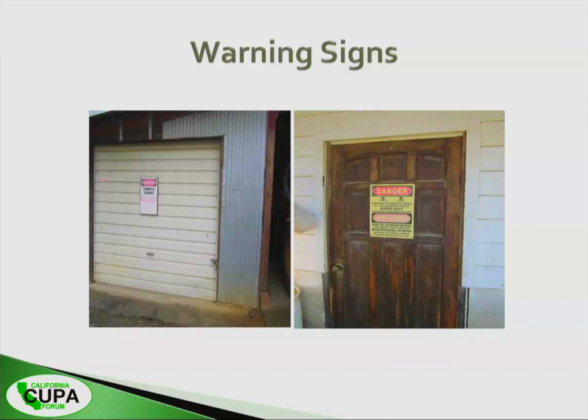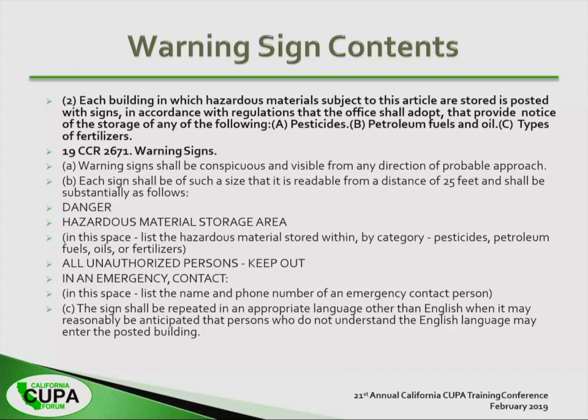And then, once again, back to the warning signs. These are specific signs with what's in the storage area, not just warning hazardous materials, readable from a distance of 25 feet, and visible from any directions of probable approach. So yeah, list the hazmat stored within by category: pesticides, petroleum fuel oils, and fertilizers. So with this exemption, there is one more. They have to do additional things that a normal business wouldn't have to do.